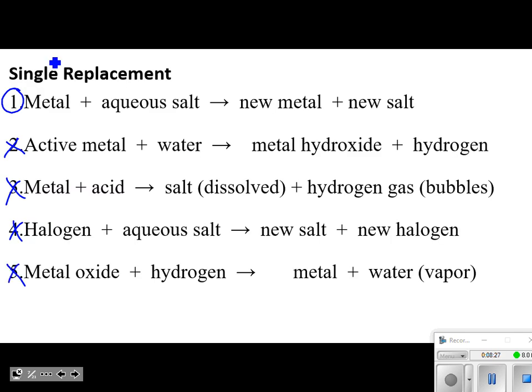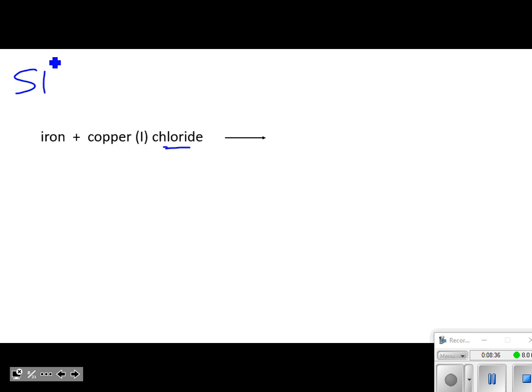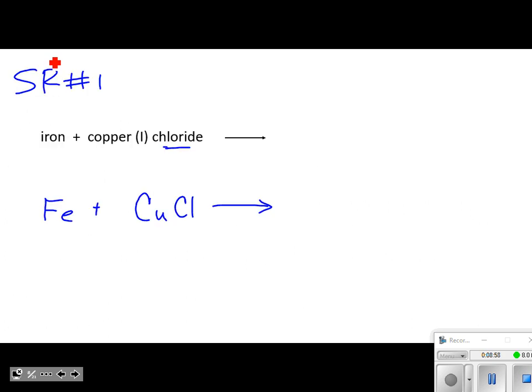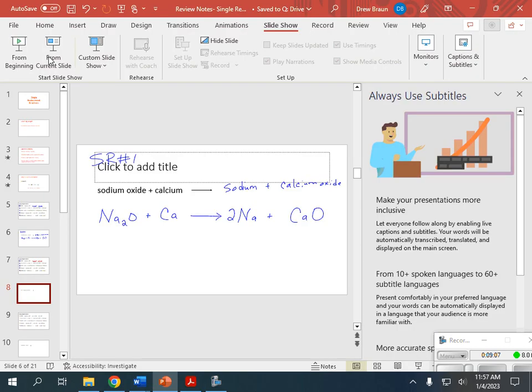So once again, this has got to be a single replacement number 1. So I'm going to put SR number 1. I'm going to say Fe is with copper 1 chloride. Now, it tells me right here that I'm going to get a new metal and a new salt. Well, what's my new metal going to be? Well, whoa, I better check, huh? I better check. Does iron replace copper? Is iron higher than copper?